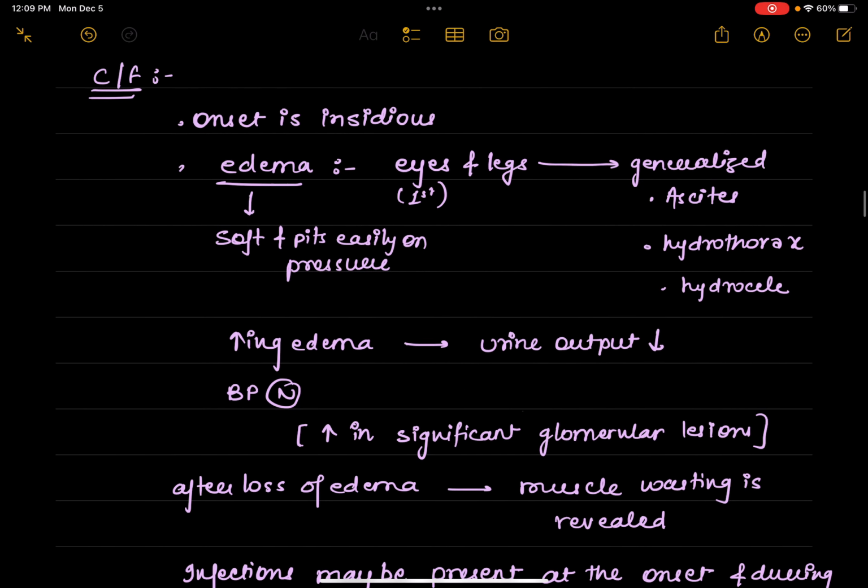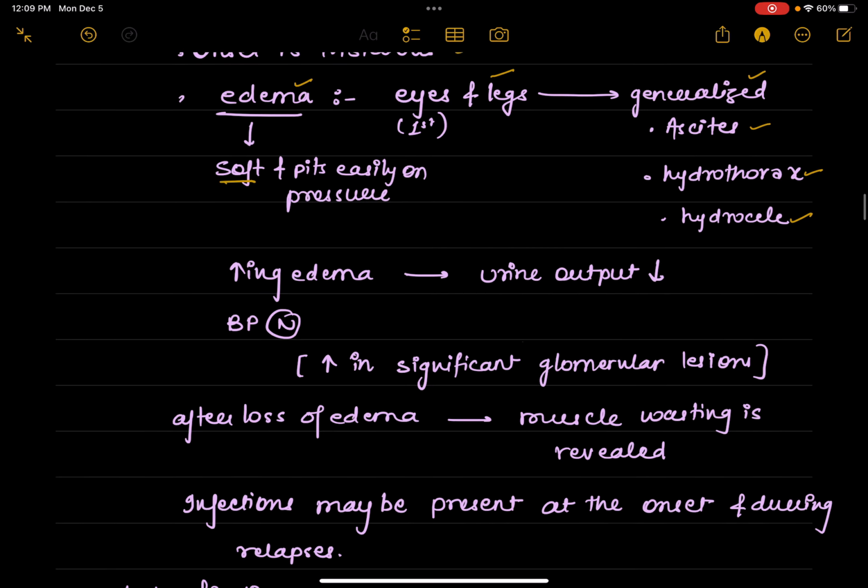What are the clinical features? Onset is insidious. There is edema. First it is in the eyes and legs, and then it spreads and becomes generalized. Generalized form includes ascites, hydrothorax and hydrocele. Edema is usually soft and pits easily on pressure, that is pitting edema.